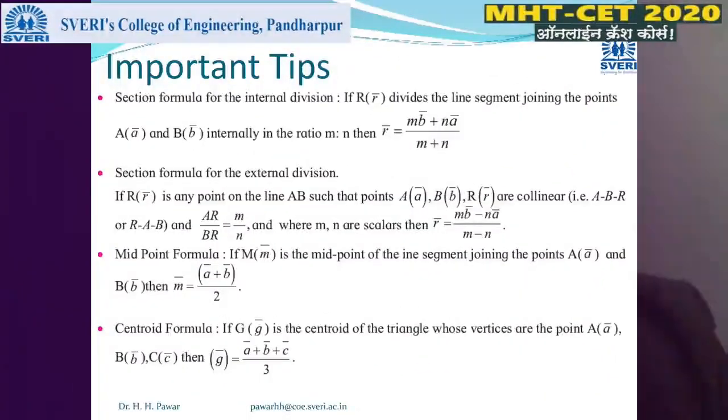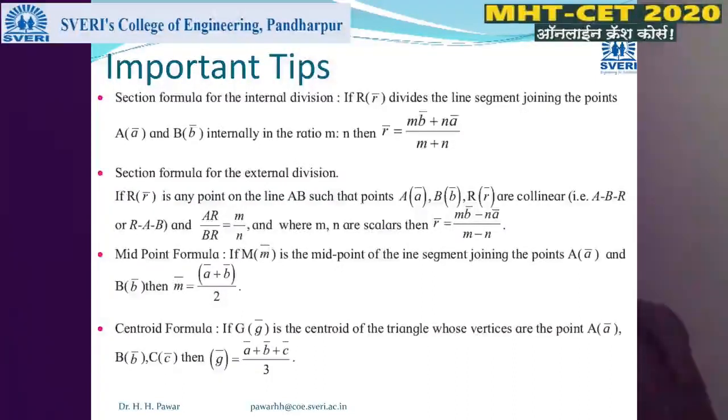Now some important tips. Section formula for the internal division, as seen earlier: R bar is equal to m B bar plus n A bar divided by m plus n. For external division, R bar is equal to m B bar minus n A bar divided by m minus n. And the midpoint formula, that is, if capital M is the midpoint of the line segment joining A and B, then M bar is obtained by A bar plus B bar divided by 2.